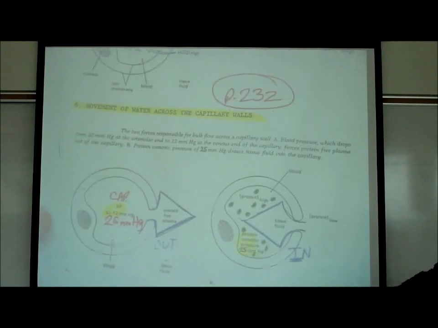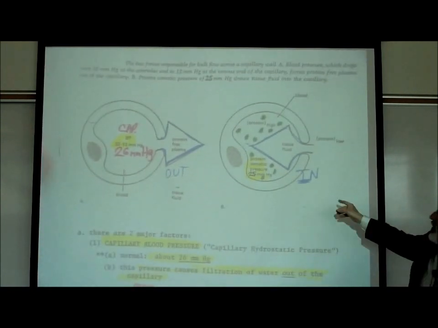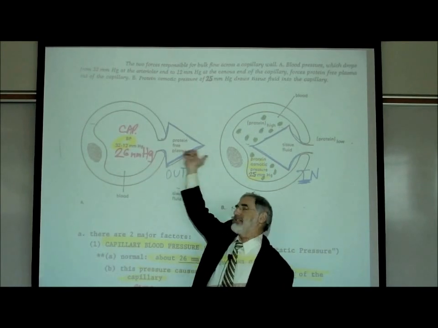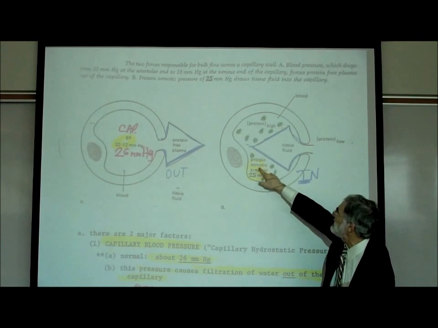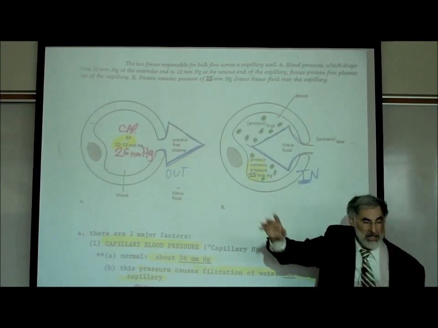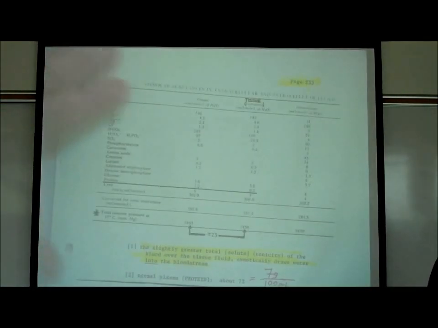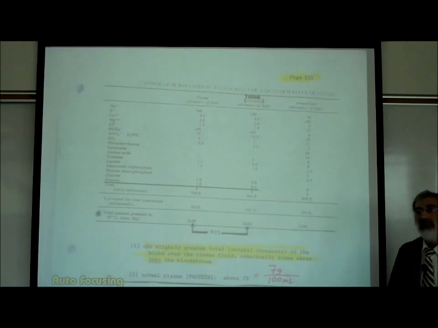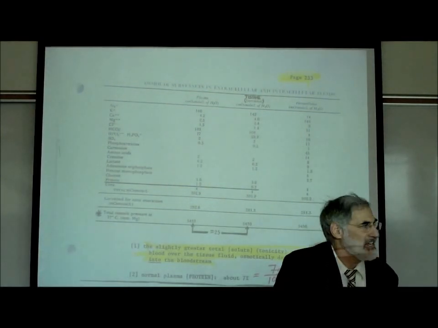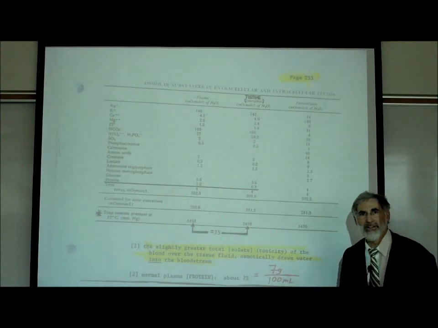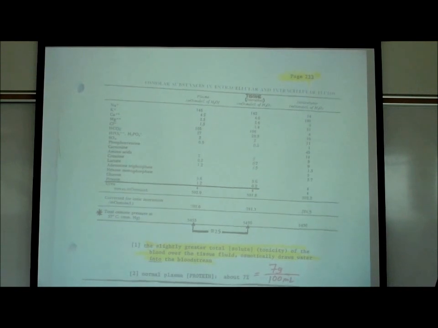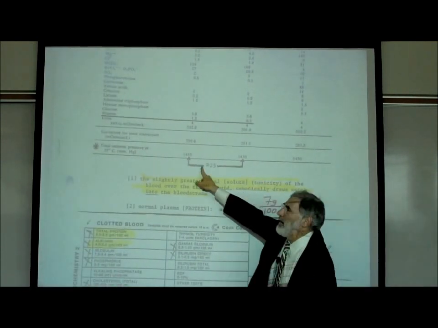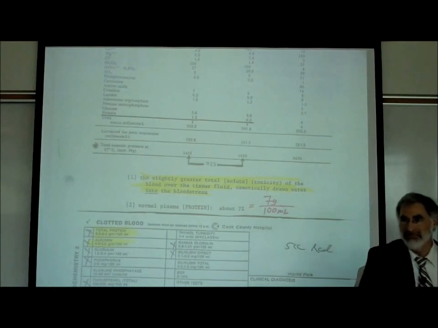On page 232, in these pictures, they just show that the capillary blood pressure is causing water to squirt out, and the presence of these proteins in the vessel is osmotically drawing water in. On the next page, 233, that's the same chart that we saw when we were doing that concentration of solutions handout earlier today, that I walked you through, and you were scratching your head saying, I don't get it. And that's where we actually saw where that colloid osmotic pressure came from.